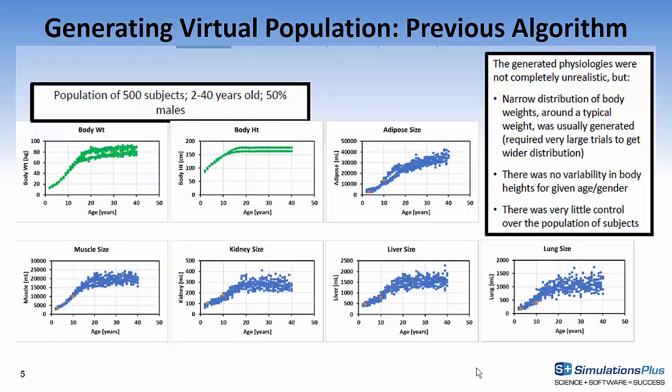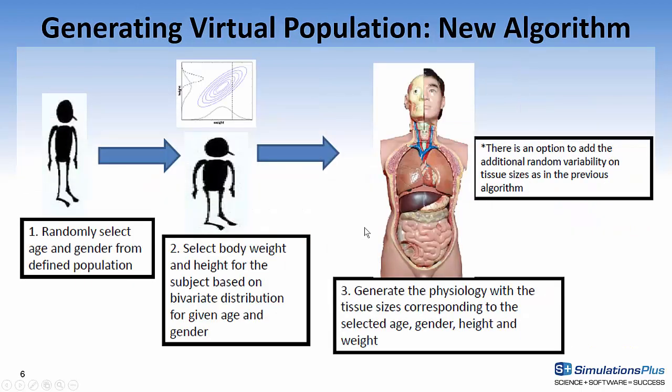This next slide shows population generation for 500 subjects from 2 to 40 years old with 50% males. And you can see that in the body weight and the body height there's a pretty narrow distribution of values. For example, for the ages up here, it's fairly tight until you get to around 18 years old. Then it starts separating a little bit, but still it's a fairly tight band, similarly with the body height. There's no variability in the body heights for the given population.